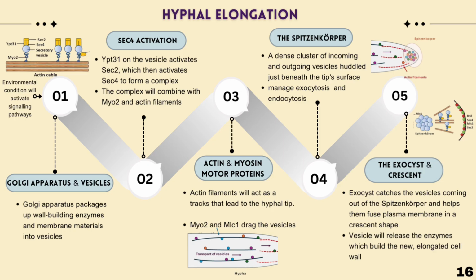To understand how the fungal mycelium achieves its directional growth, the process begins at step 1 inside the cell, at the Golgi apparatus, where the apparatus will package up wall-building enzymes and membrane materials into tiny transport bubbles called vesicles. Then moving on to step 2, which is SEC4 activation. On the surface of this vesicle, a molecular chain reaction will occur.